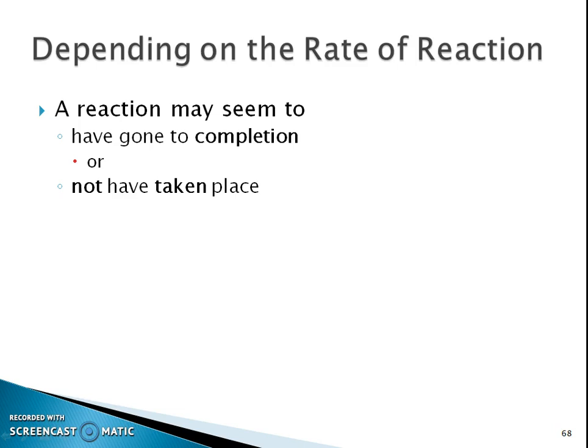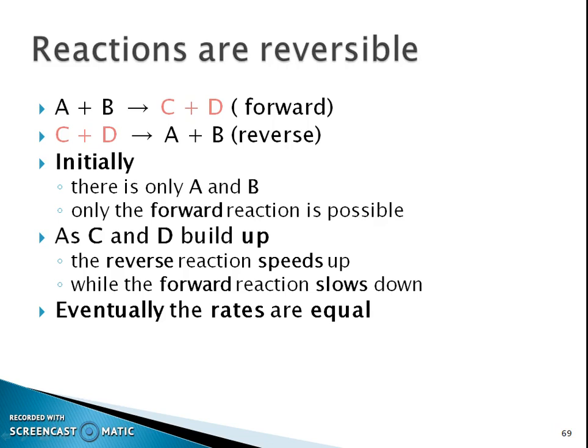So the rate is always going to be equal to each other. Depending on the rate of reaction, a reaction may seem to have gone to completion or not even take place at all, but it does. So reactions are reversible. Initially, A and B have to mix in order to form C and D, so only the forward reaction occurs, but at some point there's going to be enough C and D to go backwards. So then we have that reverse reaction. If there's enough buildup of C and D, then those C and D are going to start making A and B, and that's always going to be considered the reverse reaction.